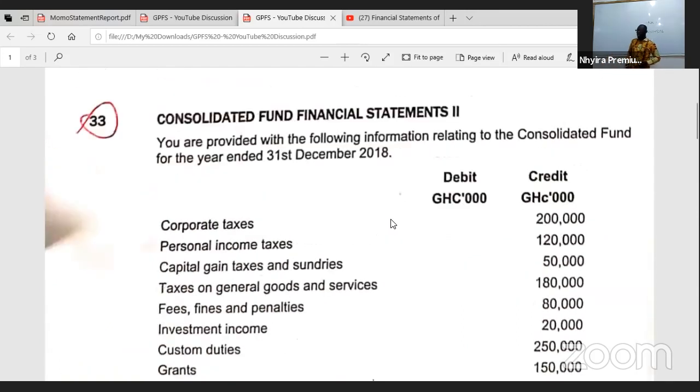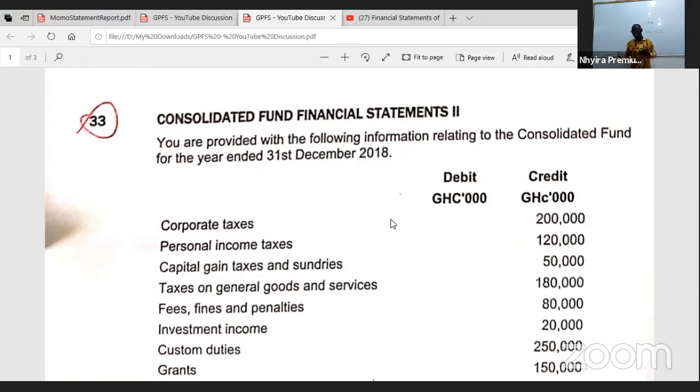You are provided the following information relating to the consolidated fund for the year ended 31st December 2018. So we have the debit side, we have the credit side, and we see the items listed there on the debit side, on the credit side.